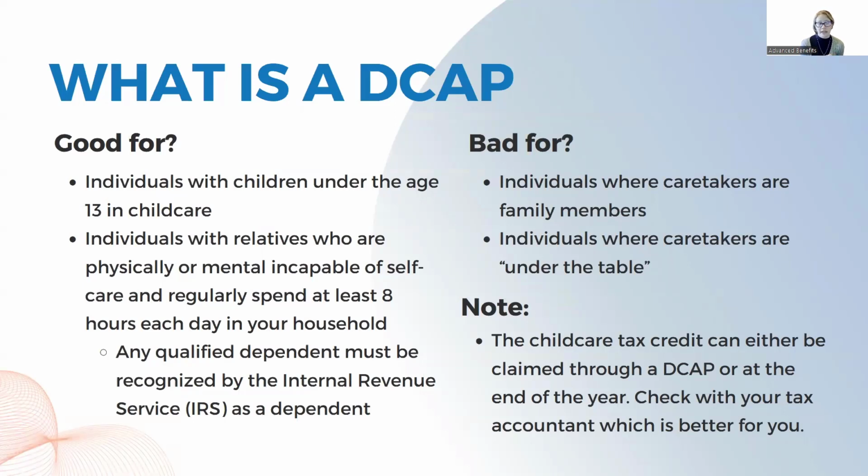It's not necessarily a good fit for individuals where the caretakers are family members. There are strict rules about, if this is your parent or an aunt or an uncle, that's not something that's qualified. And then there are instances where caretakers are under the table, like a neighbor or somebody, and it's just a cash arrangement. The reason it's not a good fit is that in order to use your dependent care account, you have to provide the IRS, when you submit your paperwork, either their social security number if it's an individual receiving your funds, or their tax ID number if it's a business. So if someone's doing this under the table, that's not going to be a good fit because it's not going to hold up on the paperwork side.